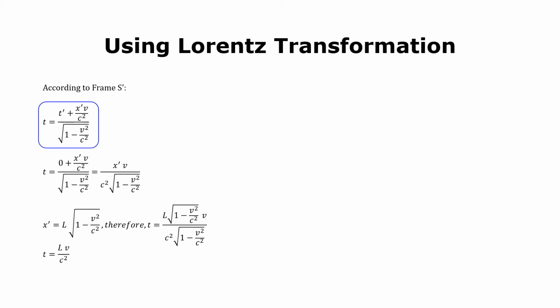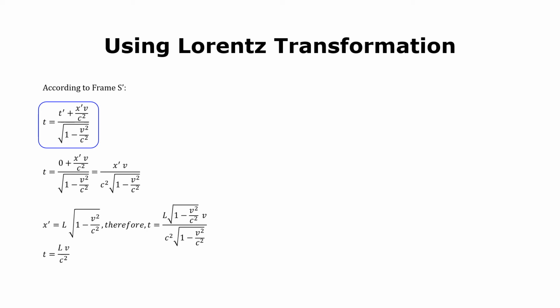We can derive the expression LV divided by C square using Lorentz transformation too. So this is the Lorentz transformation we use here. T is the reading of a clock of frame S. T prime is the reading of a clock in frame S prime.